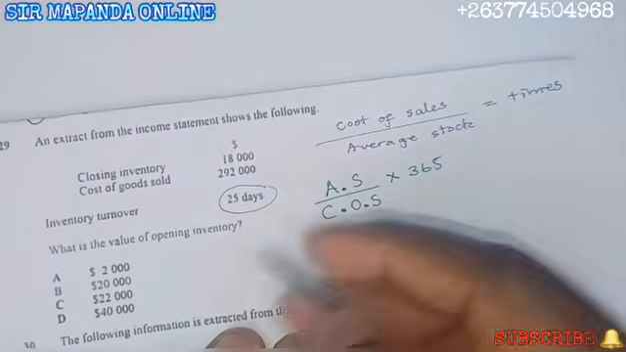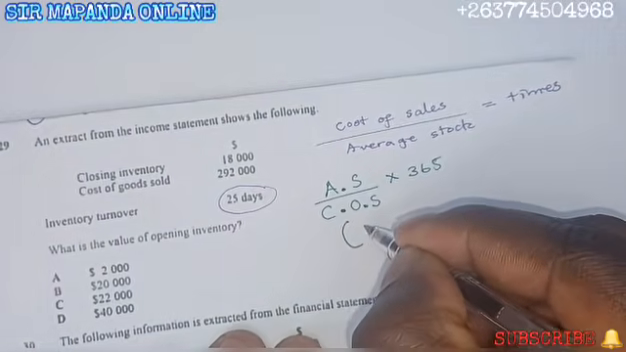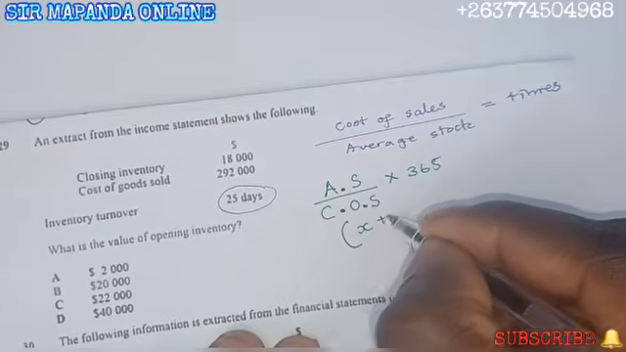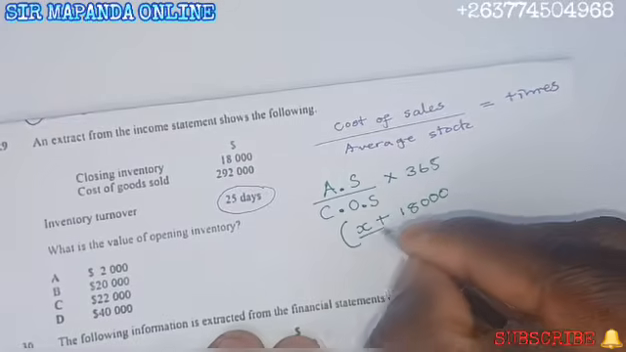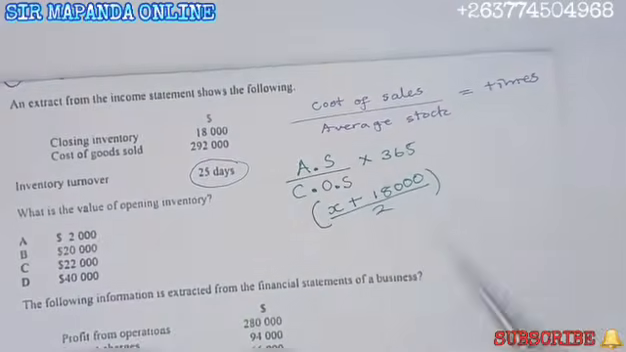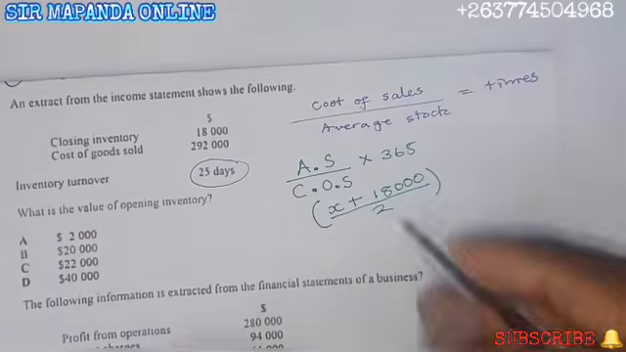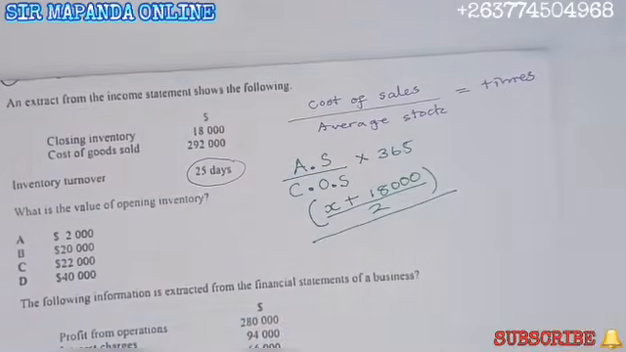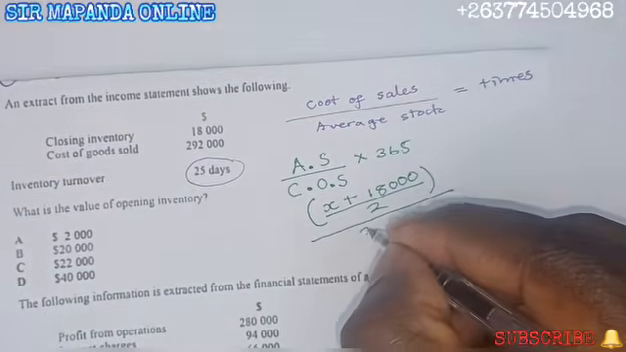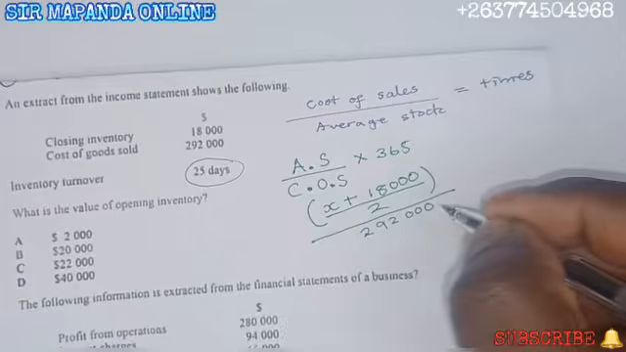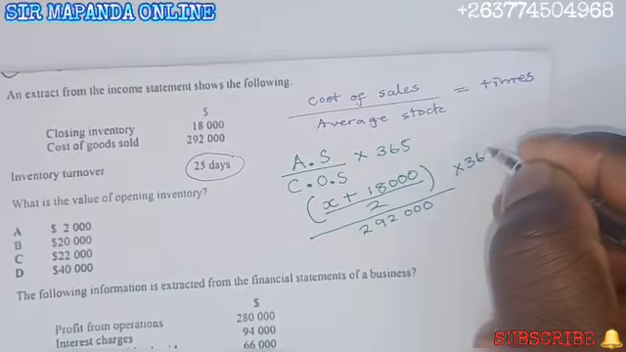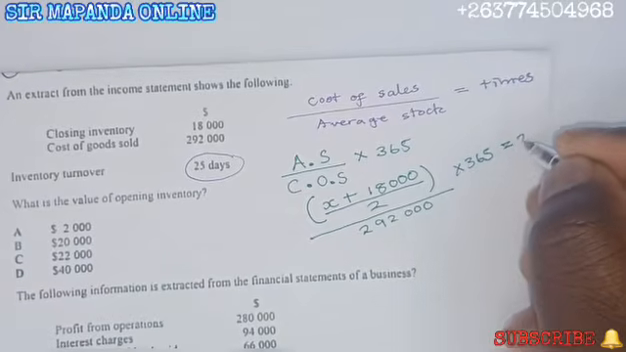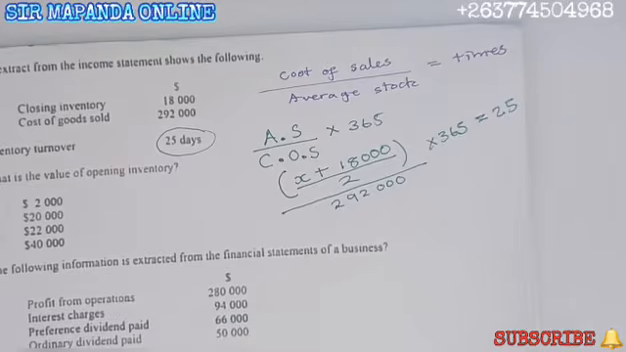Average stock is you add opening stock with closing stock. Since the opening stock is not known, let the opening stock be X. Add X with the closing stock, which is given as 18,000. Then you divide this by 2, you get what you call average stock. I hope you are following. Divide everything by the cost of goods sold, which is the cost of sales, given as 292,000. Then you multiply with 365 days in a year. So they are saying you get 25.